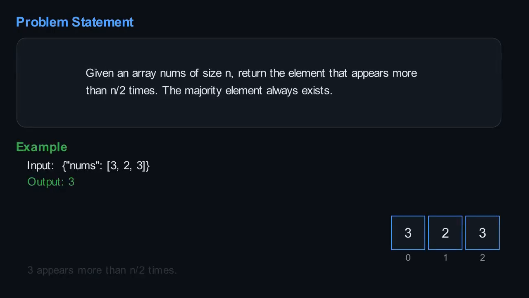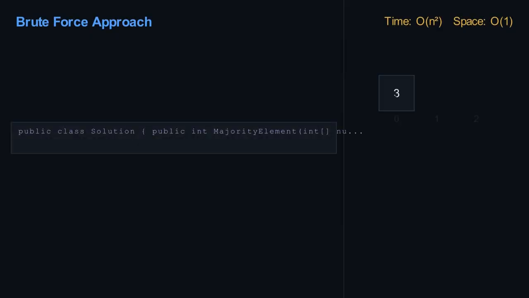We are given an array of integers, and we need to find the element that appears more than n/2 times. The problem statement also mentions that the majority element always exists. Let's take a look at an example to understand this better. For instance, if we have the array 3, 2, 3, the majority element is 3 because it appears more than n/2 times. Now let's take a look at the brute force approach to solve this problem.